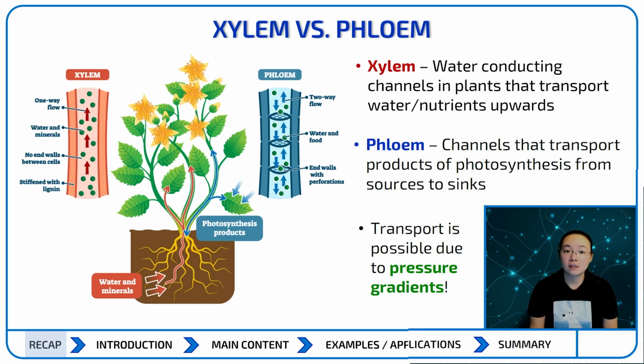Sources and sinks are going to be different depending on what you're looking at. If you're looking at minerals from the soil, your source is the soil, and your sink is going to be your leaves or anywhere else in the plant that requires those nutrients. Of course, that transport is only possible due to pressure gradients. I won't go through the anatomy of xylem and phloem again. That was from the previous lecture, but you should know about that as well.